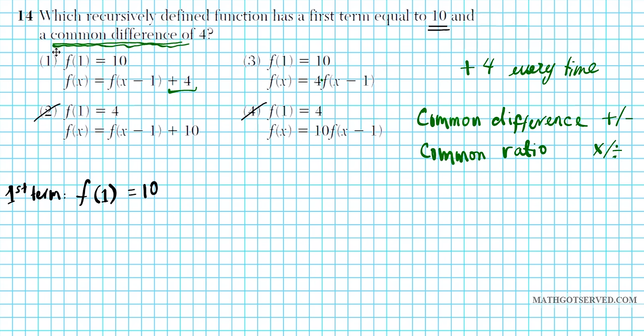Okay? So our answer is option number 1, because the first term is 10, and this plus 4 indicates that subsequent terms of the recursively defined function grow by 4, or you have a common difference of 4. This one here has a common ratio of 4, which is not what we want. All right? So our answer is option number 1.